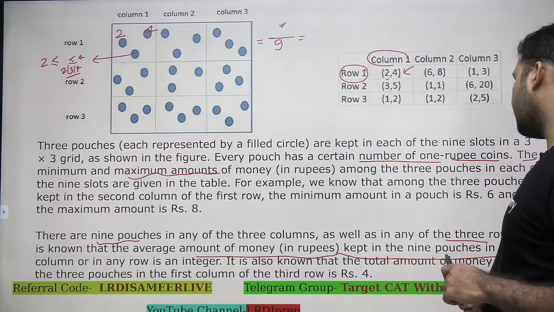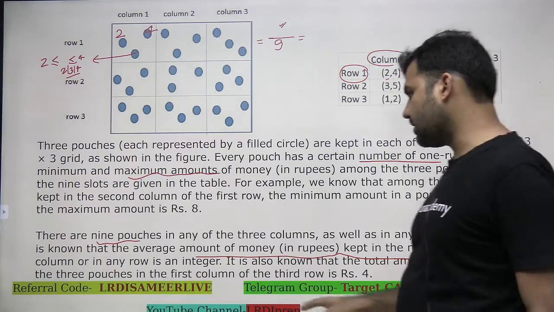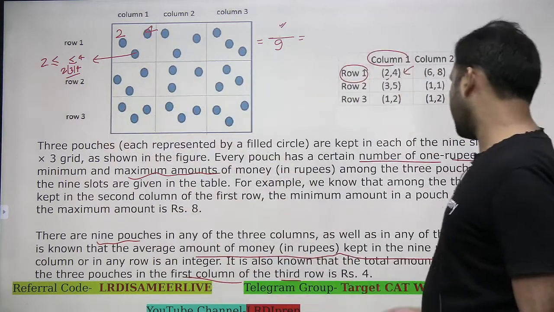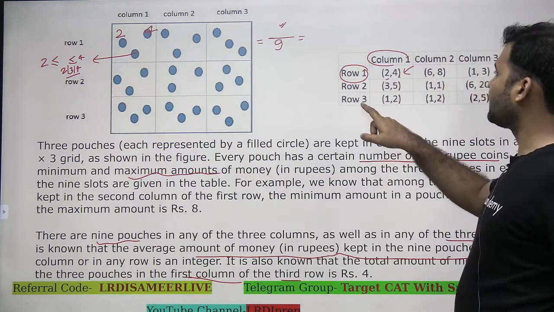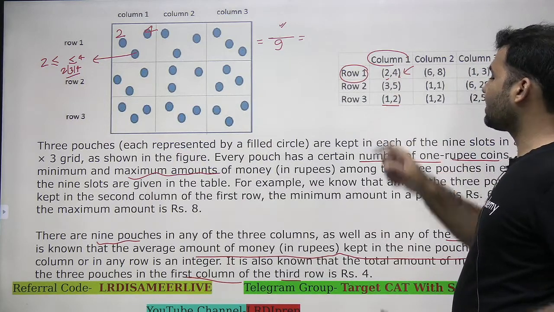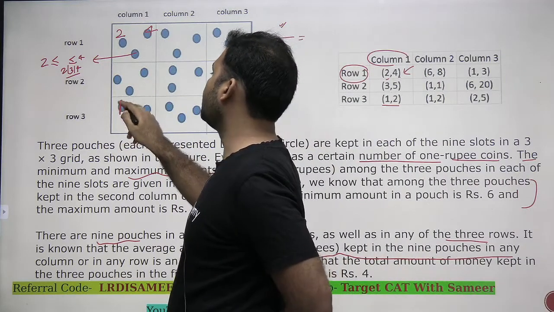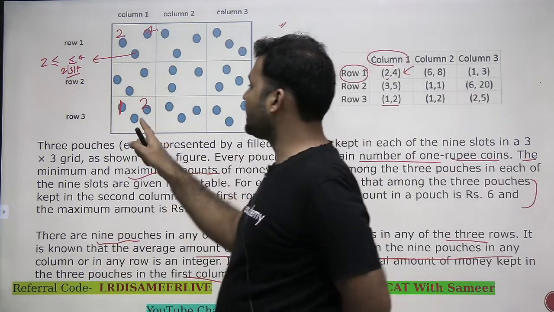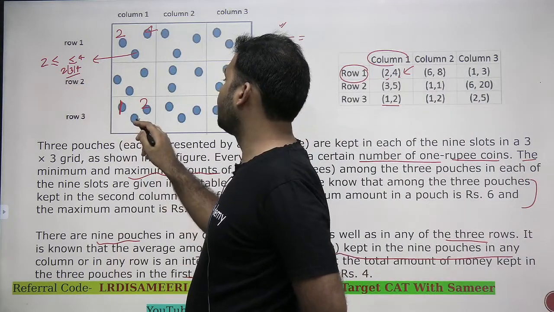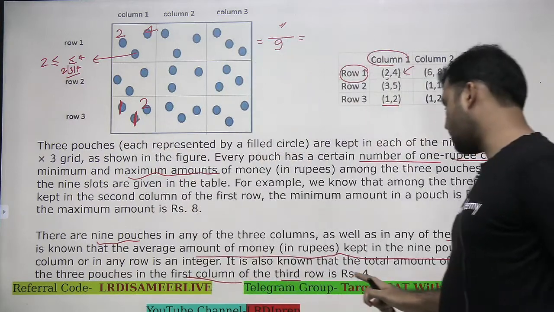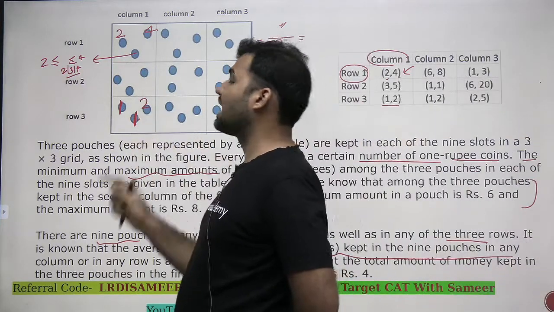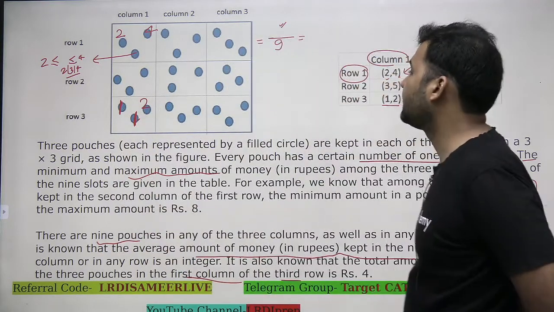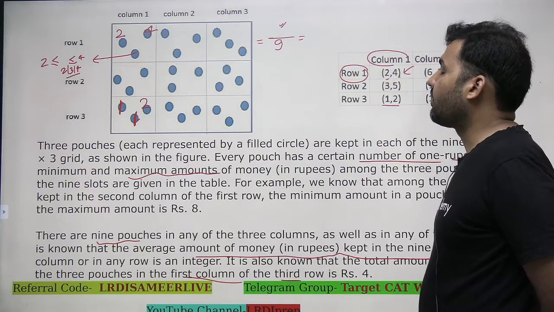Also, it is given that the amount of money kept in the 3 pouches in the first column of the 3rd row is rupees 4. If you look here, first column, 3rd row, the minimum number of coins is 1 and the maximum is 2. Minimum 1, maximum 2. So this particular pouch will have one coin, because in total it is given as 4. This complete cell contains 4 coins. This contains 1, this contains 2, so this will contain only 1 coin, right? So this is what we have here.